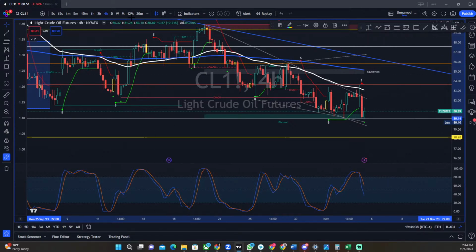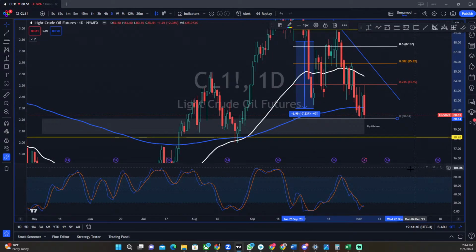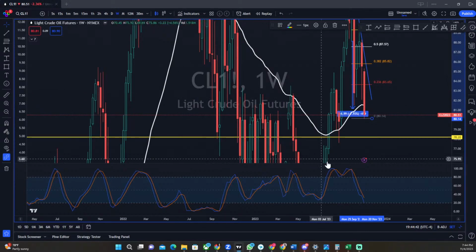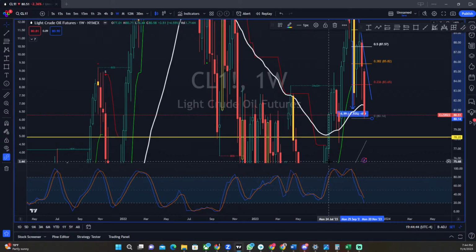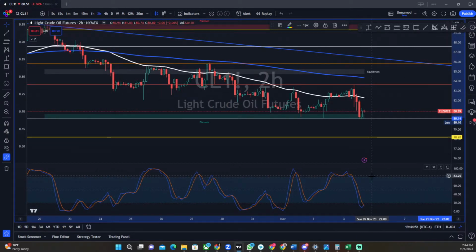The stochastic is pointing down here. The stochastic is pointing up there. The stochastic is pointing down here. So which one do you want to take? The weekly, the daily, or the 4 hour? I'm going to go with the 2 hour. The 2 hour is starting to cross up, so that way it can get pushed up. I know that was a little bit of a trick question, right?